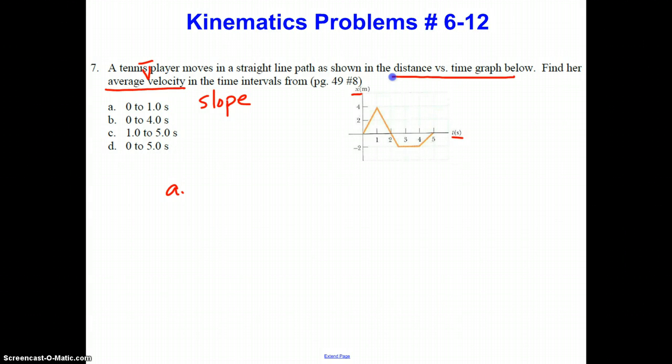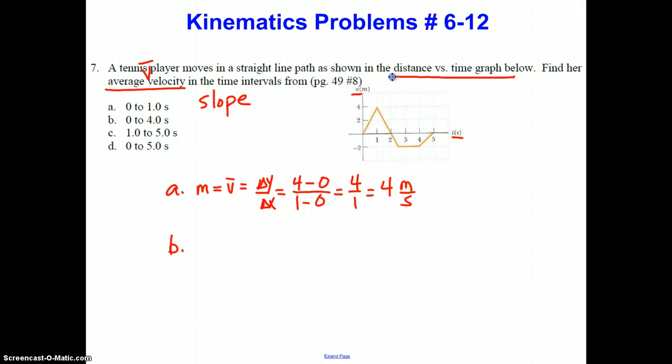So for A, the slope, which is the average velocity, is change in y over change in x. For the interval of 0 to 1 second, our final quantity is 4 and our initial quantity is 0 on the y-axis. And for the x-axis, our final quantity is 1, and our initial quantity is 0. This, of course, is 4 over 1, which is 4 meters per second. So there's our answer for A.